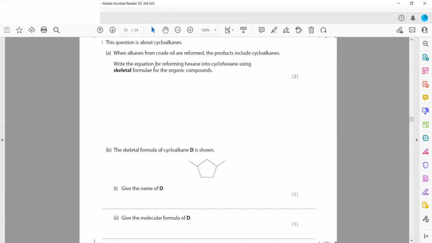So how can an alkane, such as hexane, be converted into cyclohexane? Cyclic alkanes have the same general formula as alkenes. When we complete the product, hex means 6 carbon atoms should be there. So the skeletal formula of hexane: 1, 2, 3, 4, 5, 6. And that forms a cyclic hexane: 1, 2, 3, 4, 5, and 6. And there is no end because it is a cyclic compound.